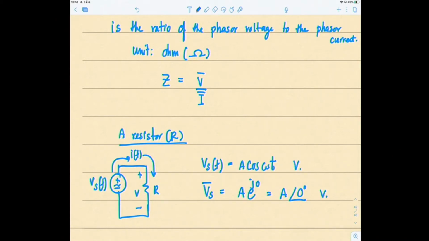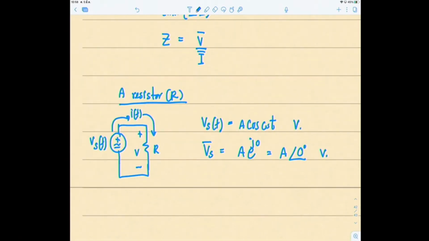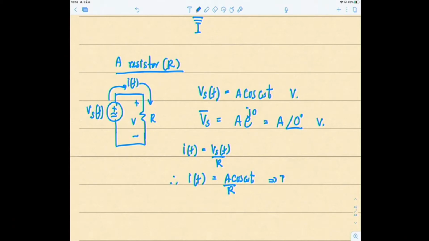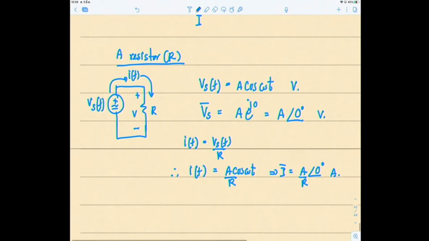So if I want to find a current I, by Ohm's law, I of t is equal to Vs of t divided by R, correct? So therefore, my I of t is simply equal to A cosine omega t over R. And if I change this into phasor form, phasor I becomes A over R angle 0 degrees. The magnitude is A over R amps.